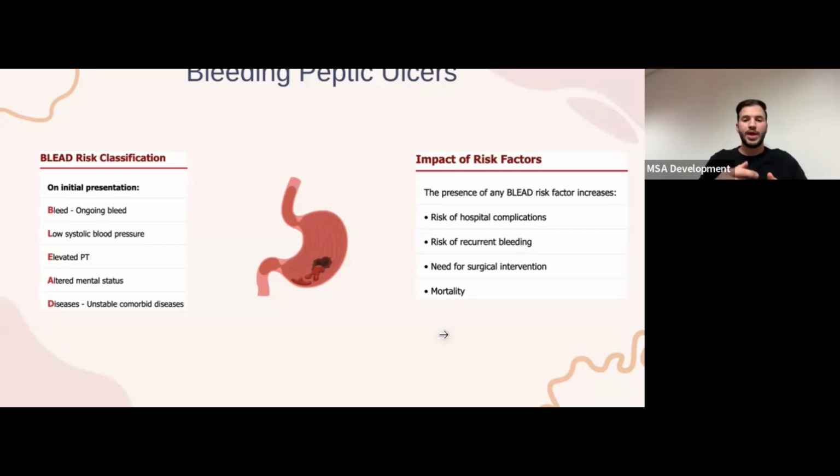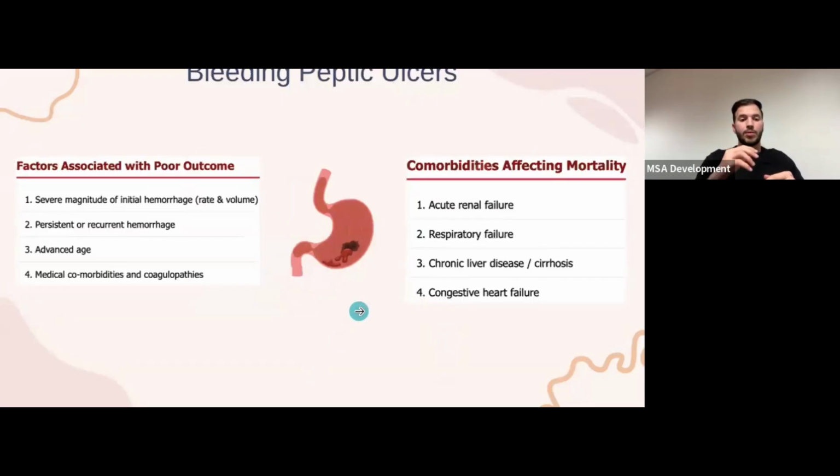Also, important risk factors are the presence of the BLEED classification. We'll have a high risk of hospital complications, high risk of recurrent bleeding, need for surgical intervention, and mortality. Also, we have some risk factors: age and blood transfusion. What are some factors that are associated with poor outcome of bleeding ulcers?